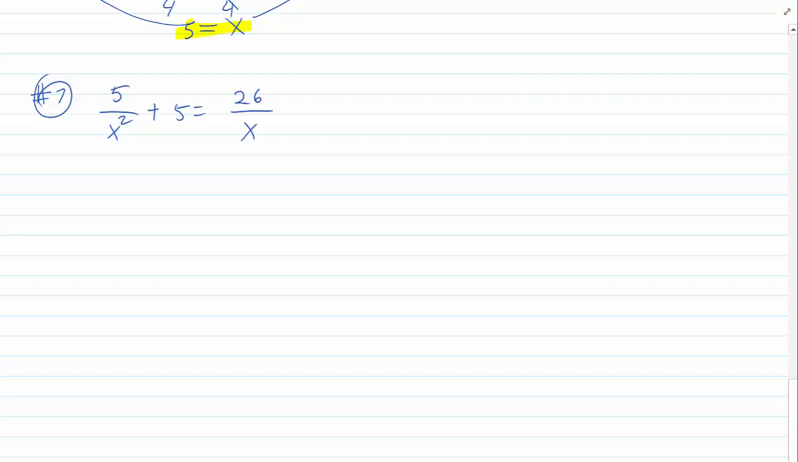Let me pause it again and see. Okay, so this equation is also a rational equation. So what do you do first? Least common denominator. And in this case, the least common denominator is just x squared.